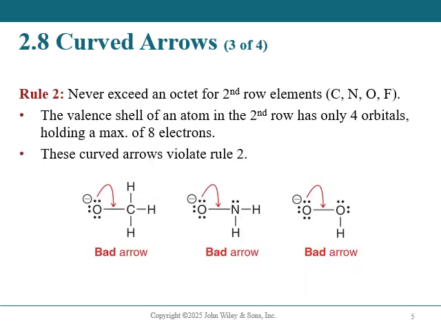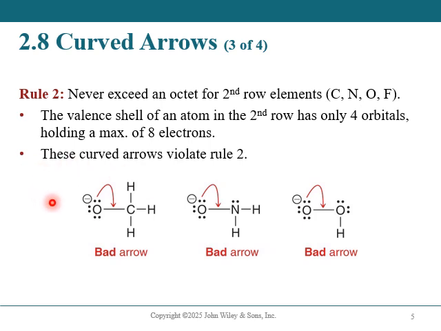Rule number 2. Never exceed an octet for a second row element: carbon, nitrogen, oxygen, and fluorine. The valence shell of an atom in the second row has only 4 orbitals, holding a maximum of 8 electrons. There's no space for more electrons than those 8, so we can't justify adding more electrons there. It's just not a physical reality.